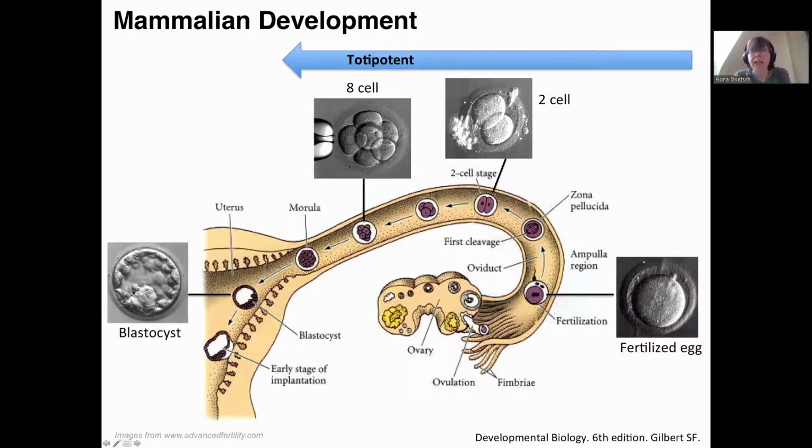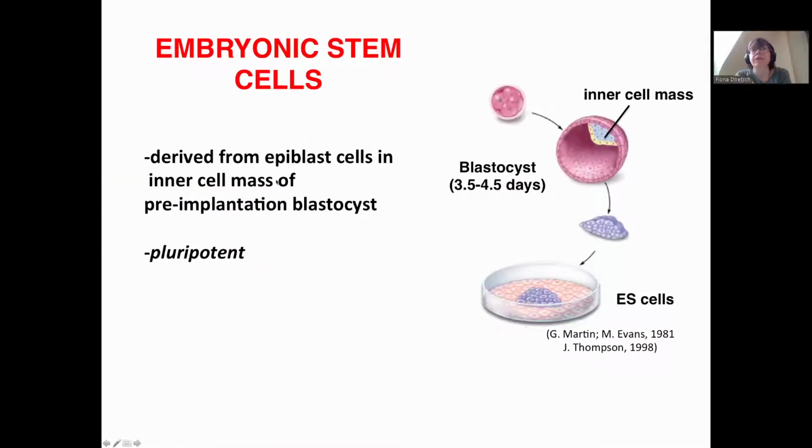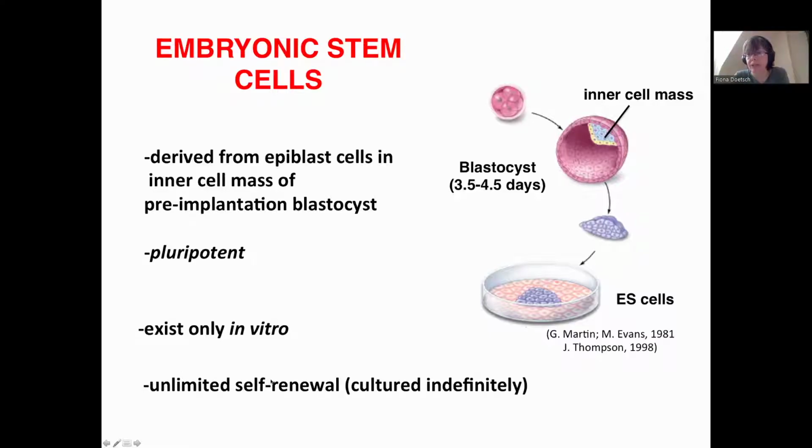Next, you have compaction, and here we have the inner cell mass in the preimplantation blastocyst, so this right here. And it's at this stage that the embryonic stem cells can be isolated. So here we see in a schema form the inner cell mass from the blastocyst. These cells can be harvested and cultured then in vitro and propagated forever as embryonic stem cells. So these cells are fully pluripotent. They really exist only in vitro, and they can self renew indefinitely if they're given the right conditions.